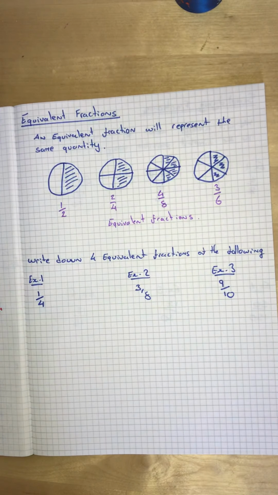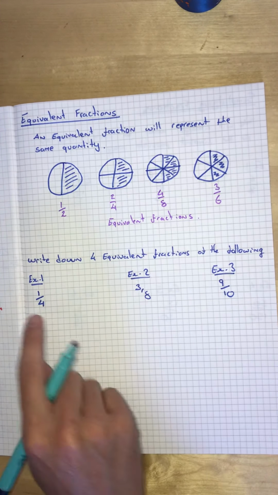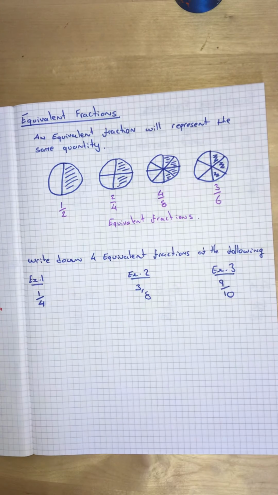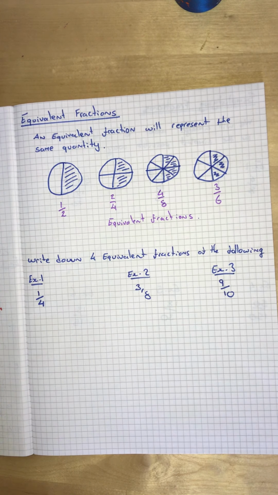Sometimes you'll need to change fractions into an equivalent fraction for calculations, so we're going to learn how to do that. I've got 3 fractions here: 1/4, 3/8, and 9/10. Write down 4 equivalent fractions of the following. Now, there are any number of answers. I could come up with thousands and thousands of equivalent fractions if I wanted huge numbers, but let's just do some that are close to these ones.